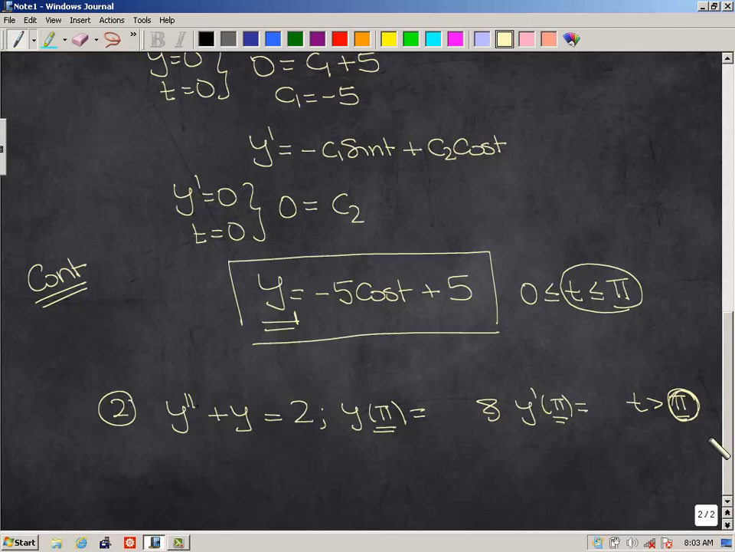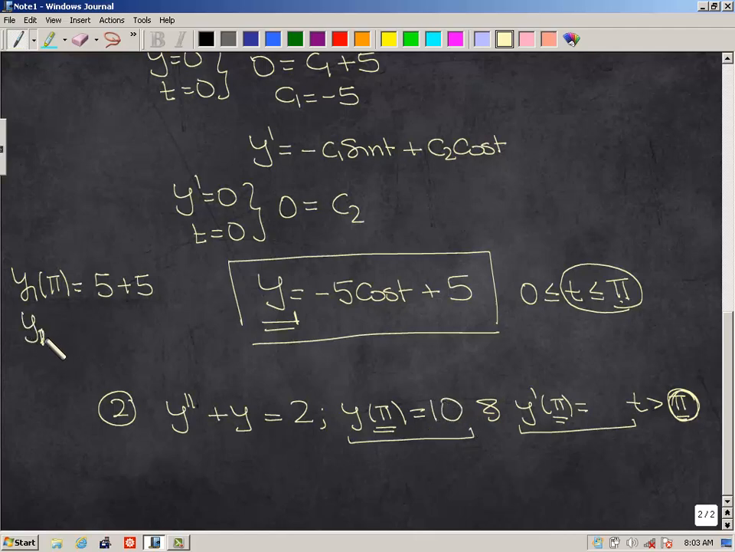Okay. So what I want to do now is find the value of this previous solution at pi and use that value as the starting value of this next solution. Okay. So let's do that. So what is y1 of pi? Well, cosine of pi is -1. So you get negative 5 times -1 is 5, plus 5. So we'll get 10. So this solution is going to start at 10.